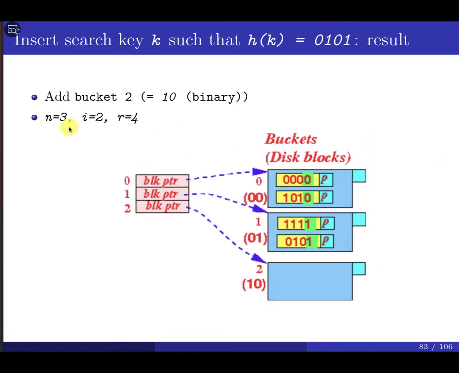If you add another bucket, make sure that you update everything here. So add another bucket with 10. Then in this case, n equals 3. Update i by 1, so the value of i is 2 bits in order to represent this one.